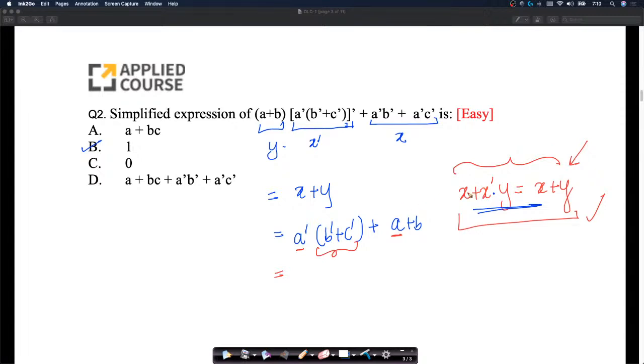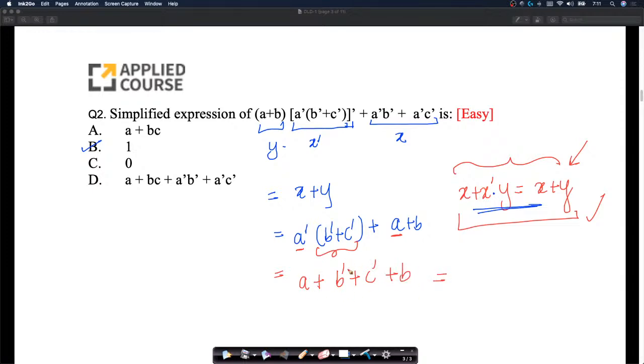Just that a is x now, this is x dash, this is y. You can reapply the same formula again. So when you apply the same formula again, what happens? You get a plus, this is your y, right? This is x dash, and this is y. Just apply the same formula again, right? So you get a plus b complement plus c complement plus b.